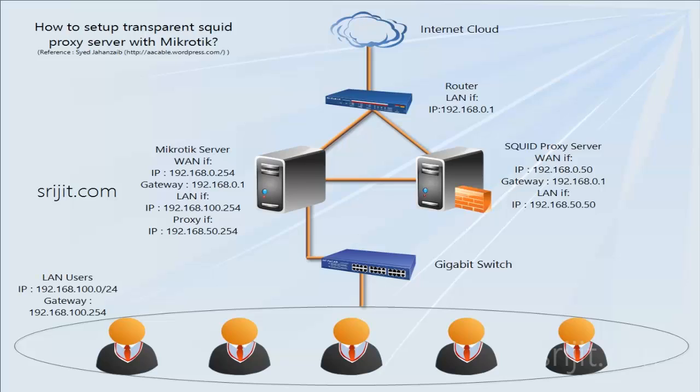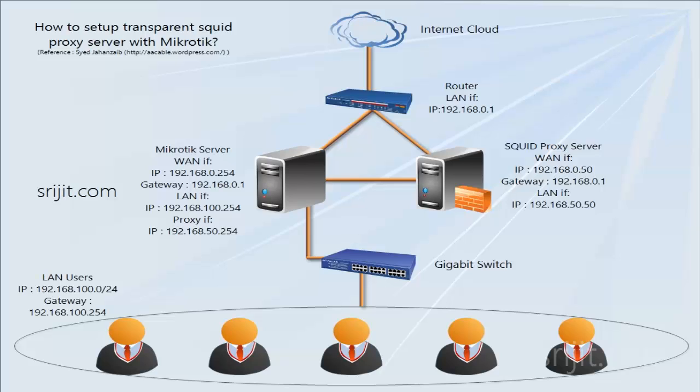Now let's talk about the network configuration we are going to have in this scenario. So as you can see, we have the internet cloud, and then we have a home router, that is a DSL router, or you can use your own cable router, and its LAN IP is 192.168.0.1. We'll be requiring only the LAN IP, so I have not mentioned its WAN IP here.